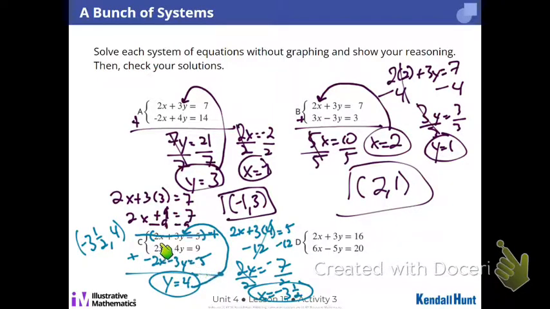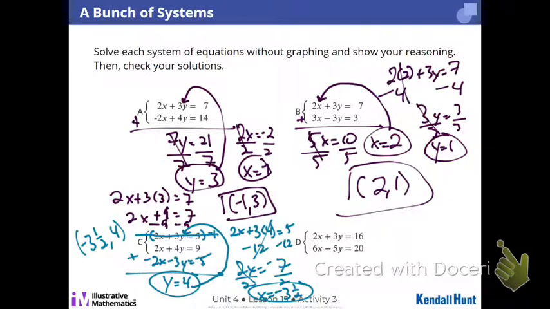Yep. I added, these cancel. I added and got a y. I added and got a 4. Once I knew y was 4, I can go put this in any equation. I chose this equation. So 2x plus 3 times 4 is 5. If 2x is negative 7, then x has to be negative 3 and 1/2. That ordered pair is the place where the two lines cross.